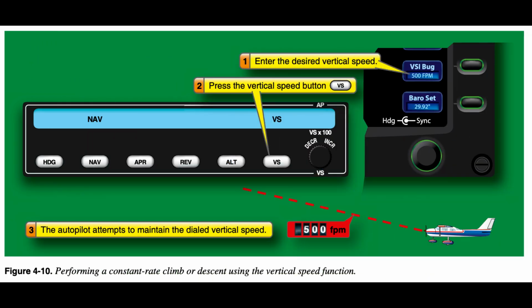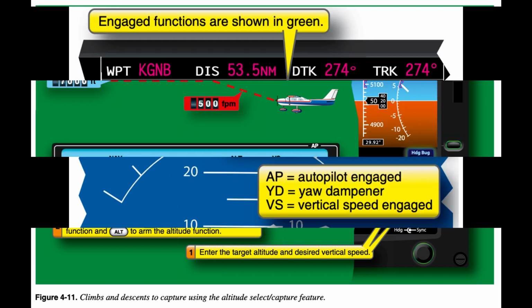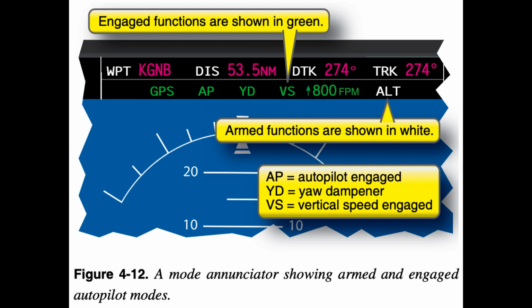Figure 4.10. Performing a constant rate climb or descent using the vertical speed function. Figure 4.11. Climbs and descents to capture using the altitude select/capture feature. End of page 4-9. The indications on the autopilot in Figure 4.11 do not distinguish between functions that are armed or engaged. The more sophisticated annunciator shown in Figure 4.12 uses color coding to distinguish between armed and engaged autopilot functions.